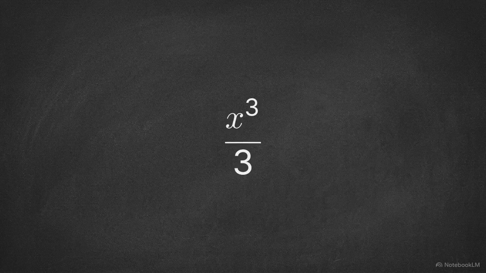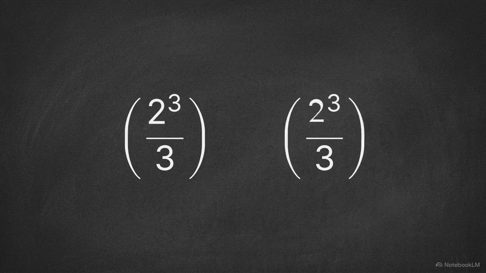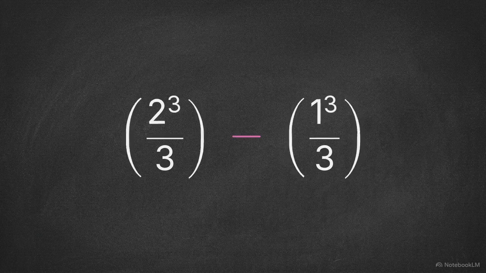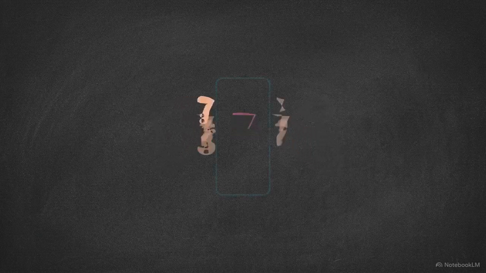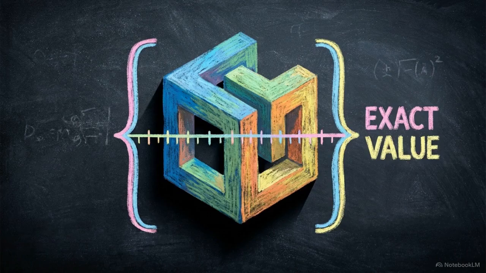First, we substitute our upper limit, 2, in for x to get 2 cubed over 3. Next, we substitute our lower limit, 1, giving us 1 cubed over 3. We subtract the lower limit's value from the upper limit's. 8/3 minus 1/3 leaves exactly 7/3. This two-step process, integrating the function, then subtracting the lower limit's output from the upper limit's, provides the framework to precisely quantify any bounded space.